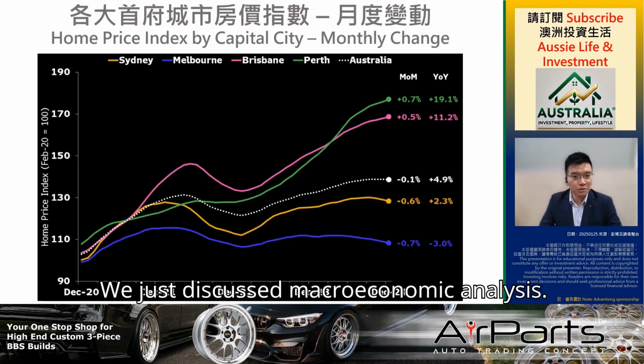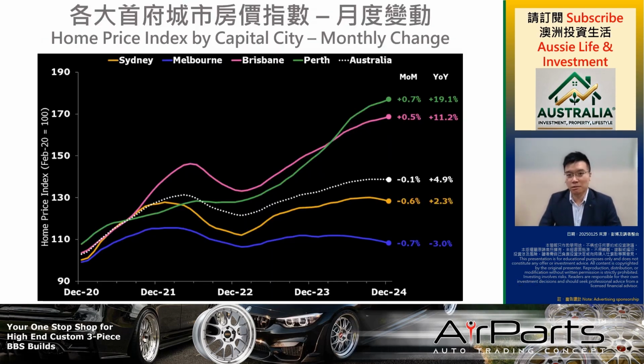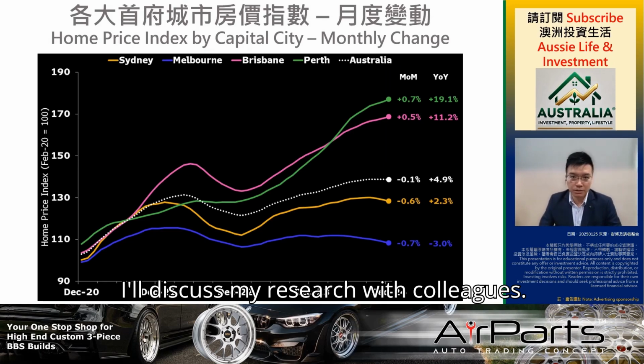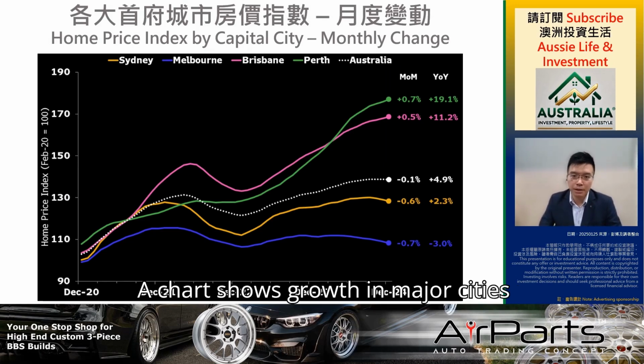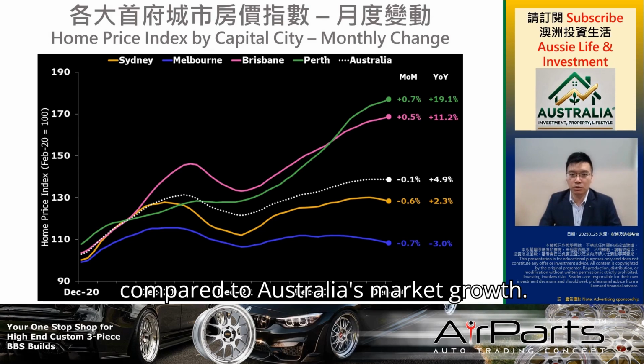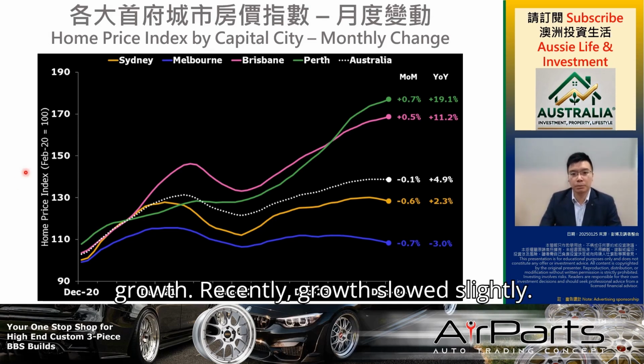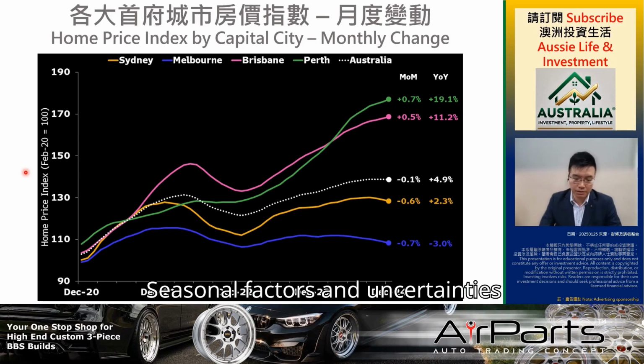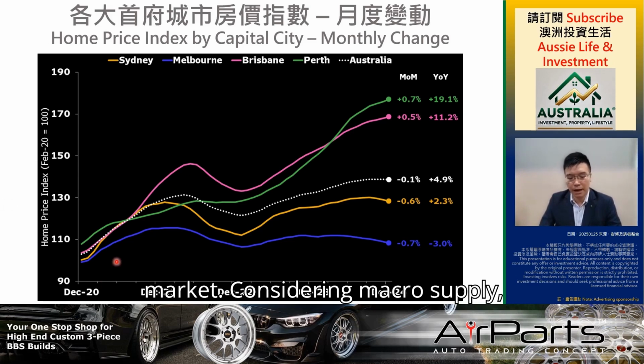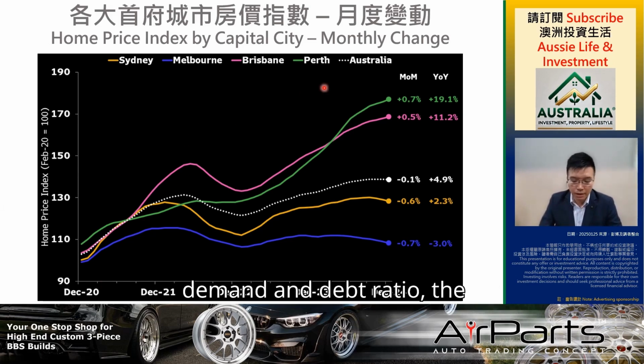We just discussed macroeconomic analysis. I'll discuss my research with colleagues. A chart shows growth in major cities compared to Australia's market growth. Perth and Brisbane showed stronger growth. Recently, growth slowed slightly. Seasonal factors and uncertainties, like Trump's rise, may consolidate the market. Considering macro supply, demand, and debt ratio, the long-term outlook is positive.